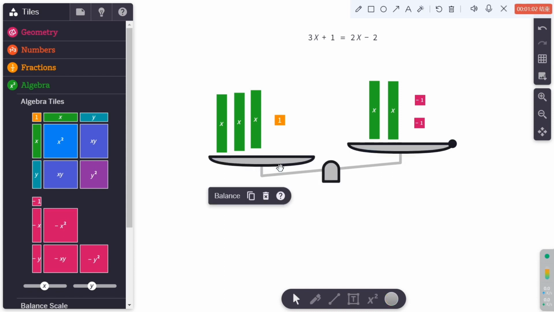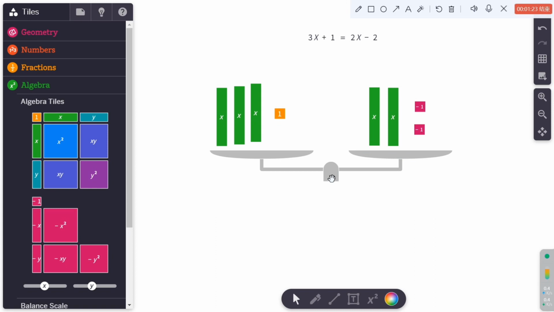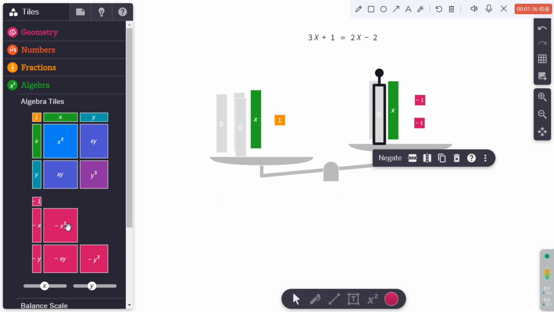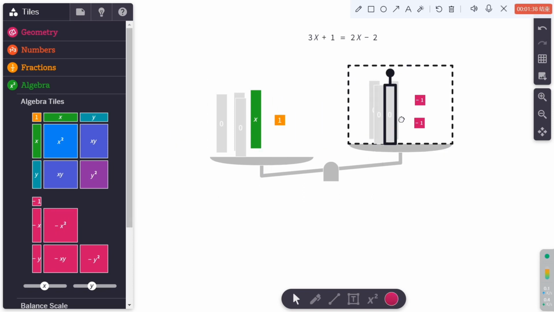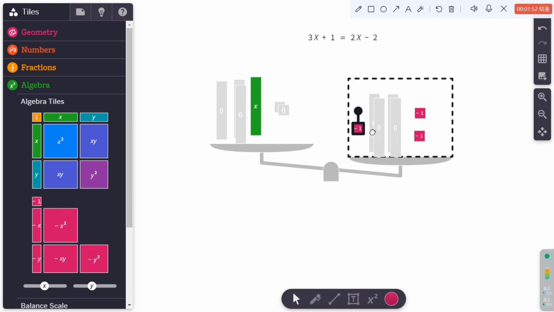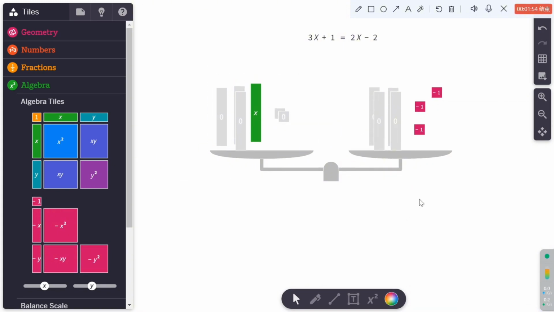Now we can find that the scale is not balanced. So we need to click here and then make it balance. Well, first we need to cancel the x. So we choose the -x to cover it on both sides. Well, now we need to cancel the number. So we click in here. Yeah, look at this scale, it's balanced.